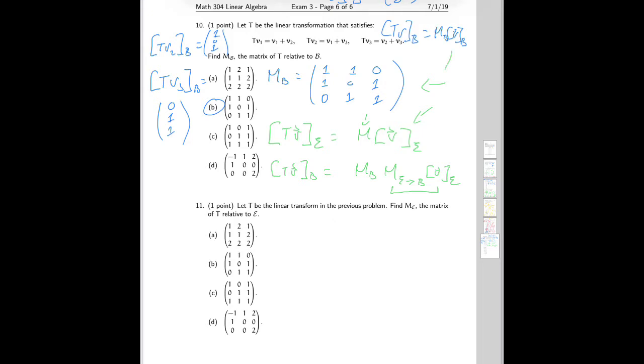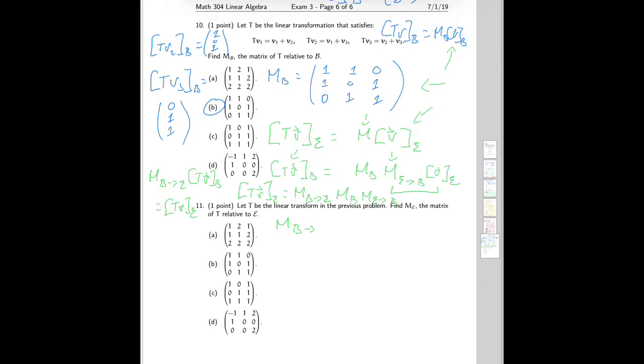So if we want that to be the E coordinates, then we have to multiply by this change of basis matrix that takes us from E coordinates to B coordinates. And now if we want the E coordinates here, remember the change of basis matrix from B coordinates to E coordinates times the B coordinates of T v is going to give us the E coordinates of T v. So really the equation that we have is that the E coordinates of T v are equal to the change of basis matrix from B to E times the matrix that we found in problem 10 times the change of basis matrix from E to B. And so now we need to figure out what each one of these things are.